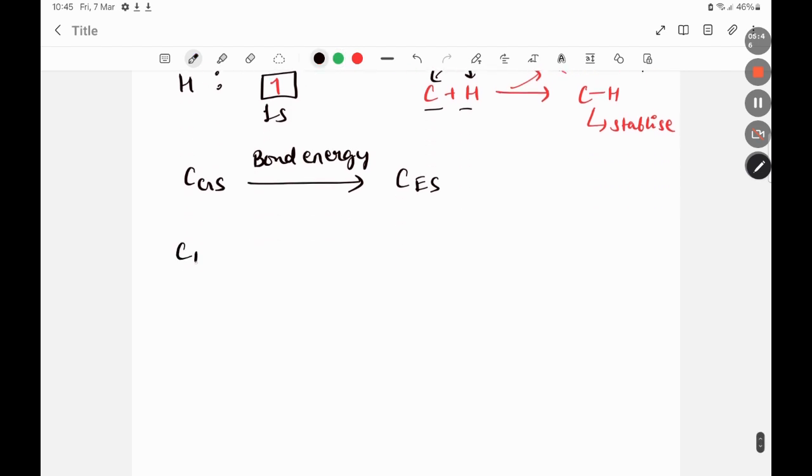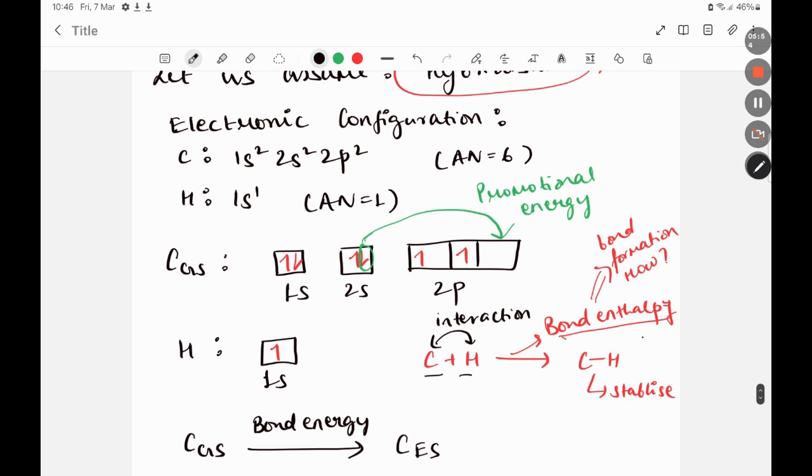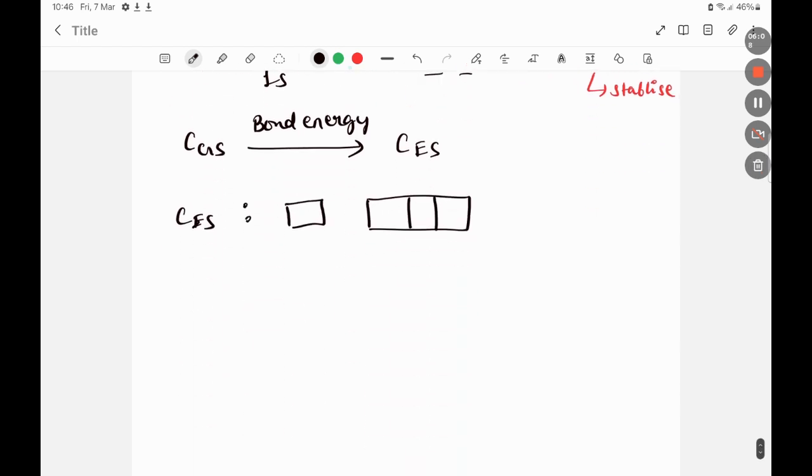So now let us have a look at the carbon excited state. It somewhat looks like this. I am only drawing the valence orbitals. Why? Because 1s does not participate in bonding. Why is it so? Because 1s is not a valence orbital. Only those orbitals which participate in bonding should be written. Okay.